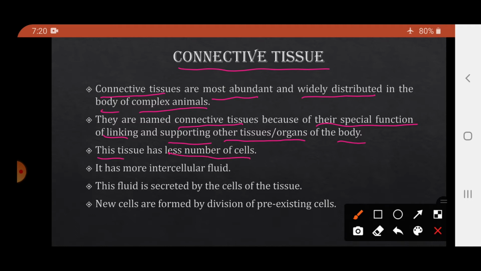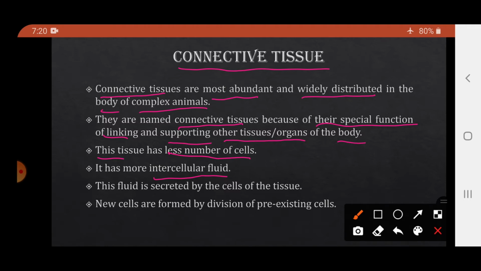This tissue has less number of cells. See students, these properties are very important. So the number of cells in these tissues is very less. It has more intercellular fluid. What is intercellular fluid? Inter, that is between, cellular, that is cell. So as there is less number of cells and the cells have a gap, that is called the intercellular space. Now between that space is the presence of the intercellular fluid.